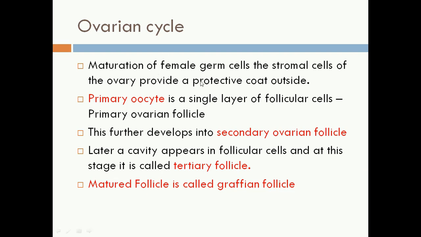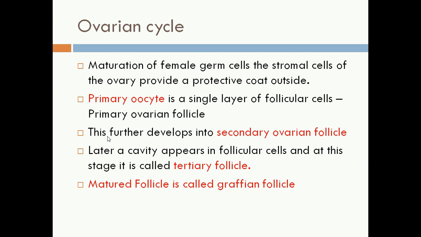Now let's talk about the female germ cells, which are seen in the ovary. That has an outer covering called the stromal cells that provides the protective outer coat. The primary oocyte is surrounded by a single layer of follicular cells, what we call the primary ovarian follicle. So the primary germ cell can also be called the primary oocyte, and the follicle that covers it, follicle meaning its outer structure, the cells that cover the primary germ cell, is called the primary follicular cells, and we can also call it the primary ovarian follicle. This further develops and it is going to undergo the second stage. The second stage is called the secondary ovarian follicle. This primary ovarian follicle is getting converted into the secondary ovarian follicle.